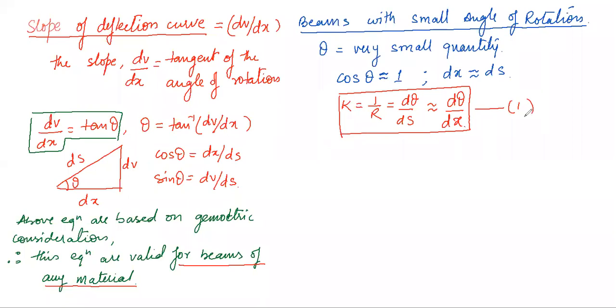Now, based on the second criterion, here we have already defined tan theta. If theta is small, then tan theta is also equal to theta, which is defined as dv by dx. So we can assume that the angle of rotation theta and the slope, that is dv by dx, are equal. An important point here is that theta should be in radians. That is the note we need to remember.